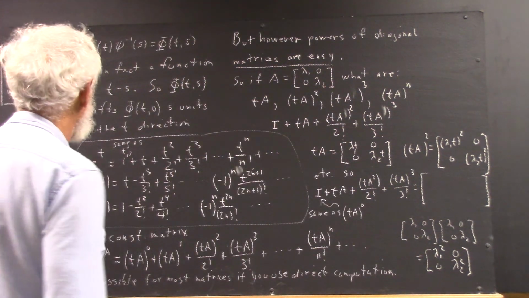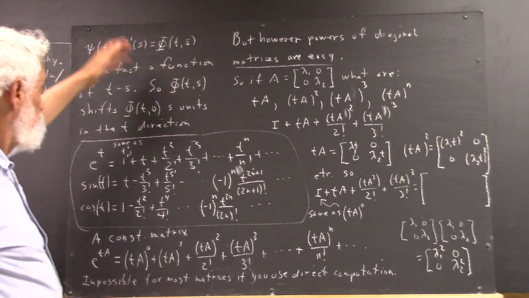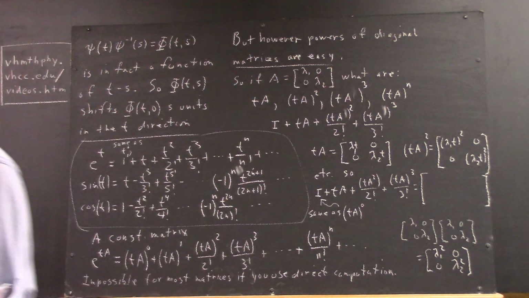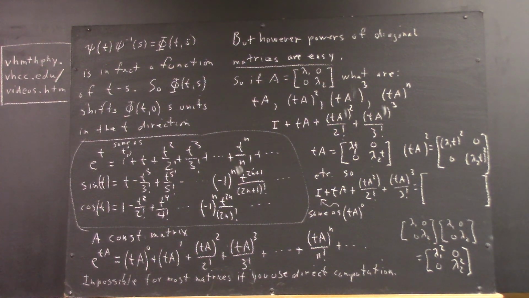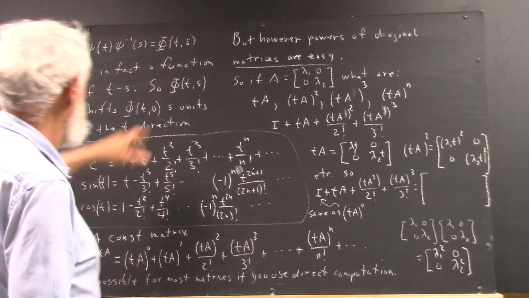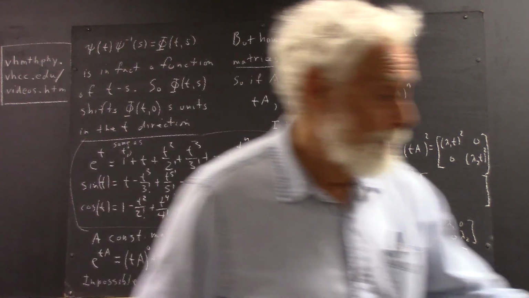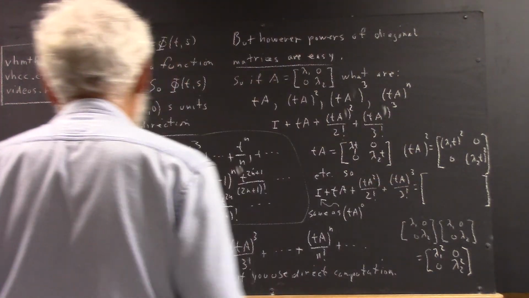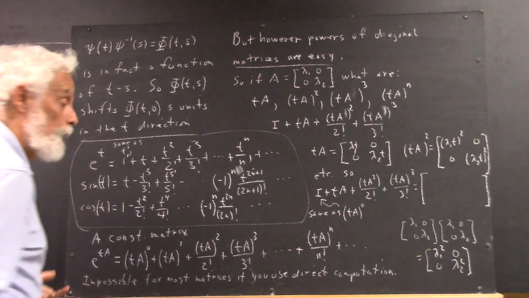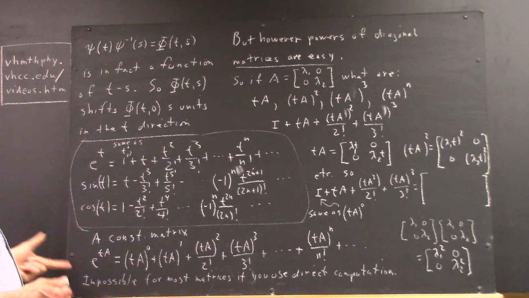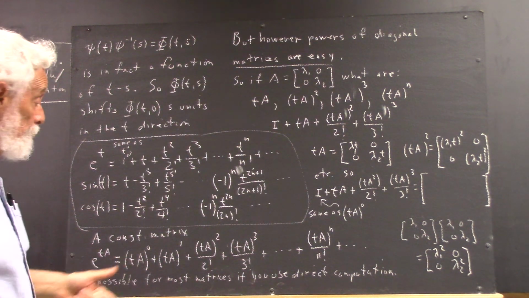We've seen in the last set of videos how psi of t times the psi inverse of s matrix gives us what we call the propagator matrix phi of t,s. Now, the thing I just want to remind you of right now, because we're going to go on and talk about the exponential of a matrix, powers of a matrix, and so forth.